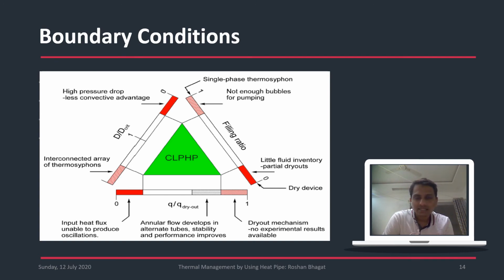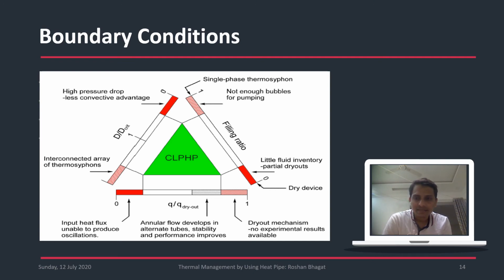Now next thing is the filling ratio whenever we are considering it. Some range is always selected around 30 to 70%. Now what is the filling ratio? The filling ratio is the total volume of the pipe which is filled with the fluid. That is called the filling ratio.